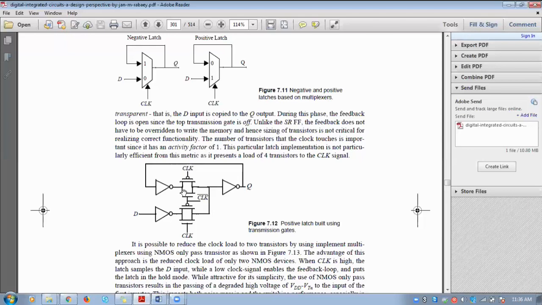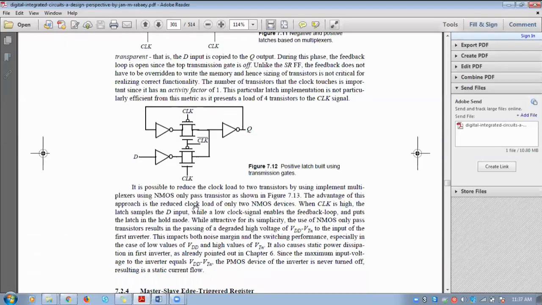So at that time this NMOS will be in on condition. The combined effect, this transmission gate will be on. So you will be having the loop effect. So whatever the previous value entered, it will be in the loop. So it gets stored here. So this is the hold mode with respect to this transmission gate design.